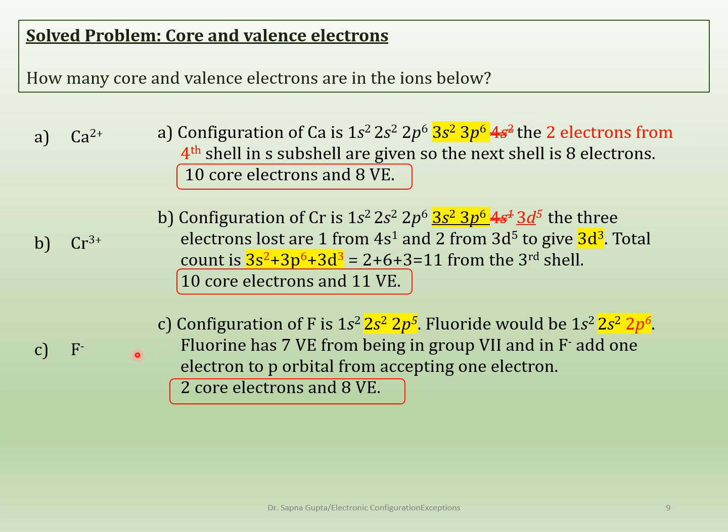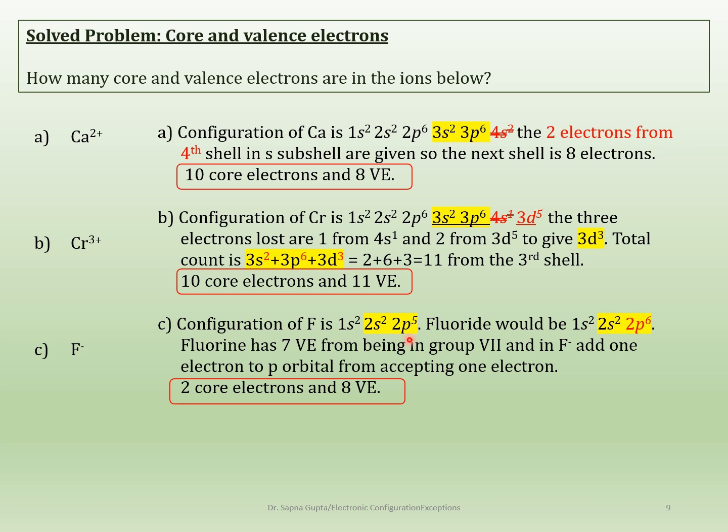Okay, all right. So then with the fluoride here, the fluorine configuration is 1s2, 2s2, 2p5. It's in group number 7, right? So it has 7 valence electrons. Fluoride would be 1s2, 2s2, 2p6, because the extra electron will come into the p subshell, because that's the unfilled one.